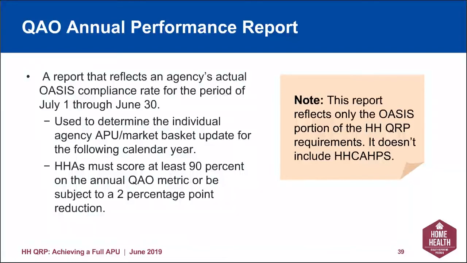The QAO annual report reflects the agency's actual OASIS compliance rate for the period of July 1 through June 30. It's used to determine the individual agency APU market basket update for the following calendar year. Again, home health agencies must score at least 90% on the annual QAO metric or be subjected to a 2.2 percentage point reduction. And remember, this report reflects only the OASIS portion of the HHQRP requirements and does not include HHCAHPS.